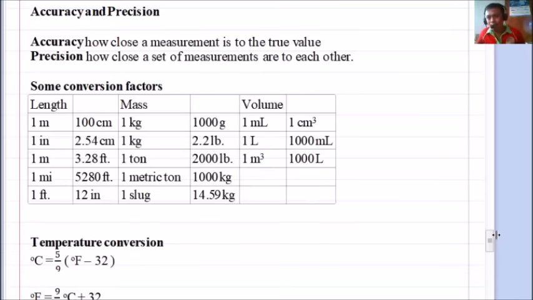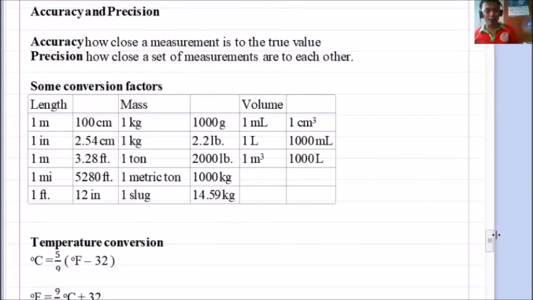Ayan. So ngayon, of course, pagdating naman sa mga mathematics, importante pa rin yung mga conversions. Okay, so we have the length. Nakalagay na po dyan, 1 meter, 1 inch, 1 mile, 1 foot. Pag sa mass naman, we have the kilograms to slug. Ayan, so yan po yung mga iba't ibang constants, okay, or conversion factors na pwede natin magamit.